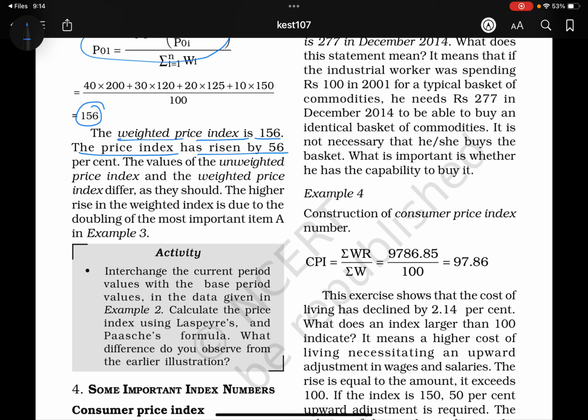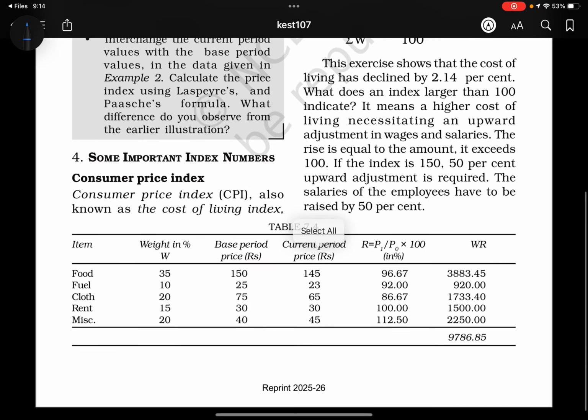The price index has risen by 56%. The values of the unweighted price index and the weighted price index differ as they should. The higher rise in the weighted index is due to the doubling of the most important item A in example 3. Some important index numbers: consumer price index.